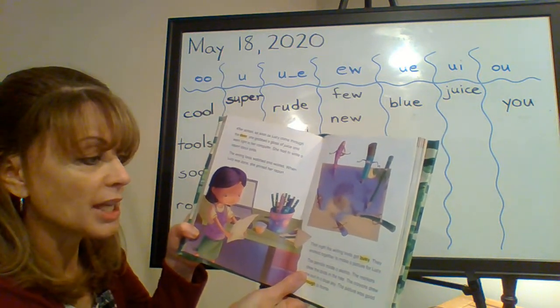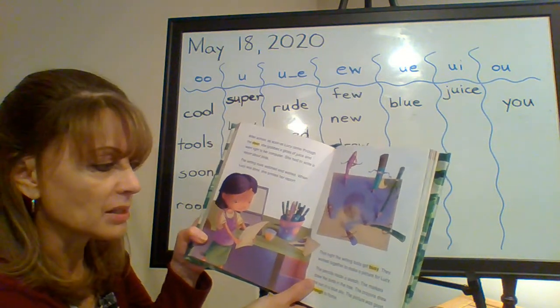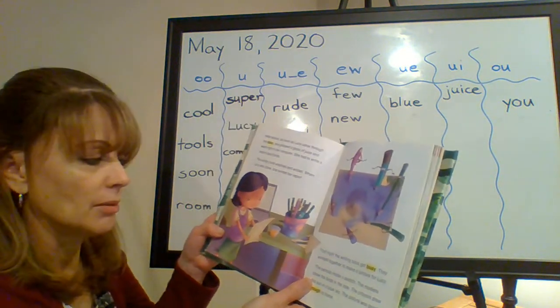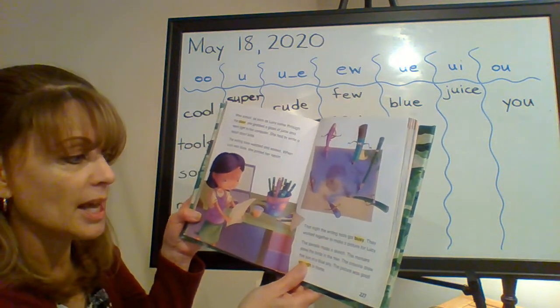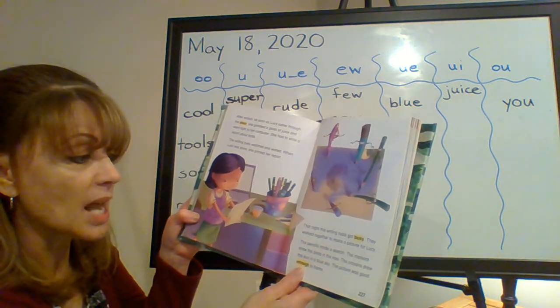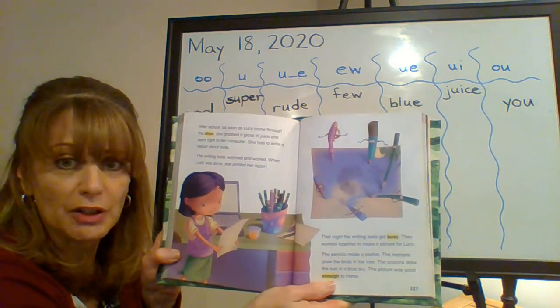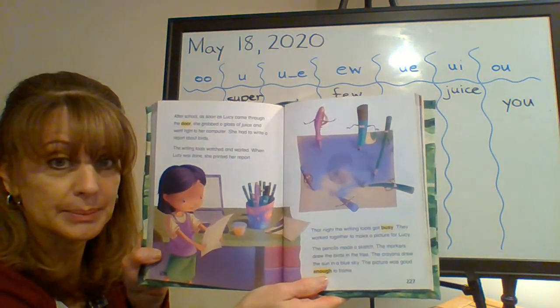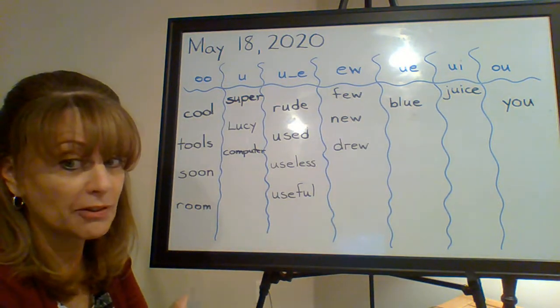They worked together to make a picture for Lucy. The pencils made a sketch. The markers drew the birds in the tree. The crayons drew the sun in a blue sky. The picture was good enough to frame. More elements of fantasy.